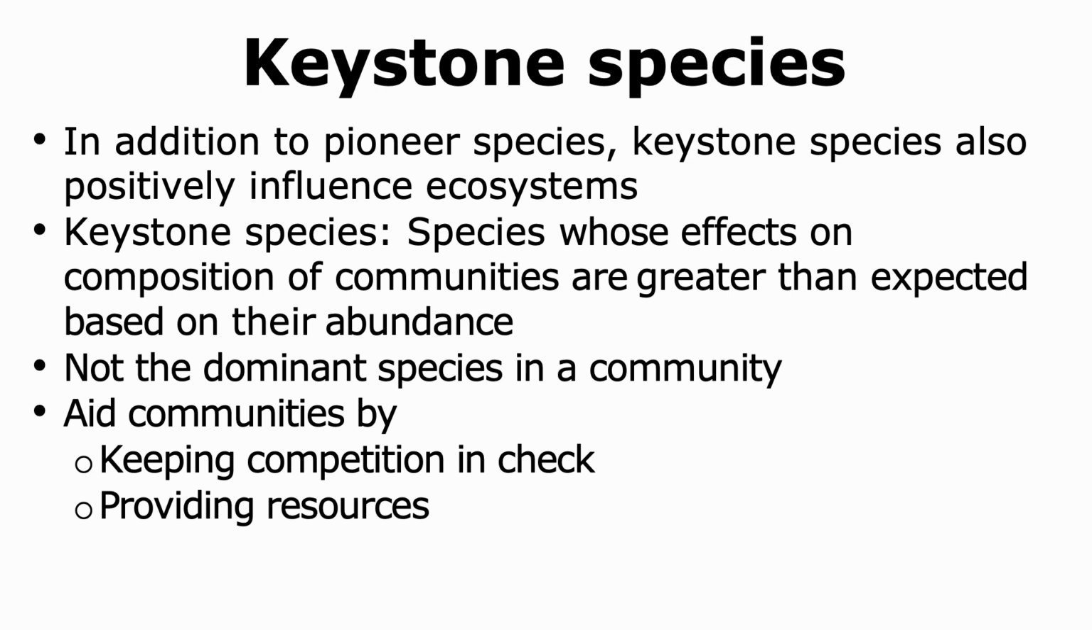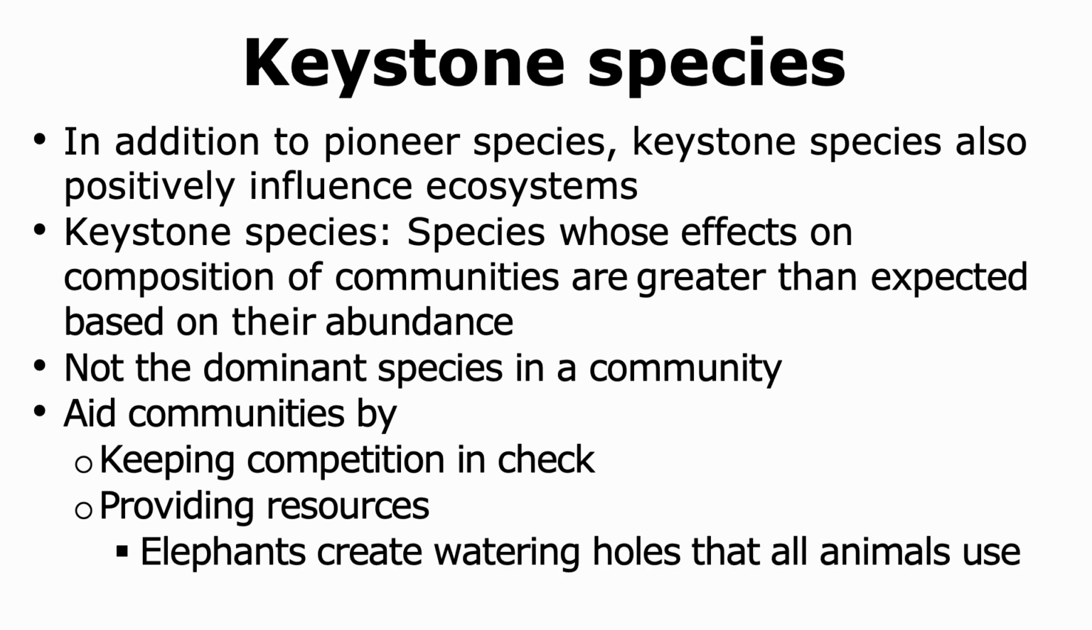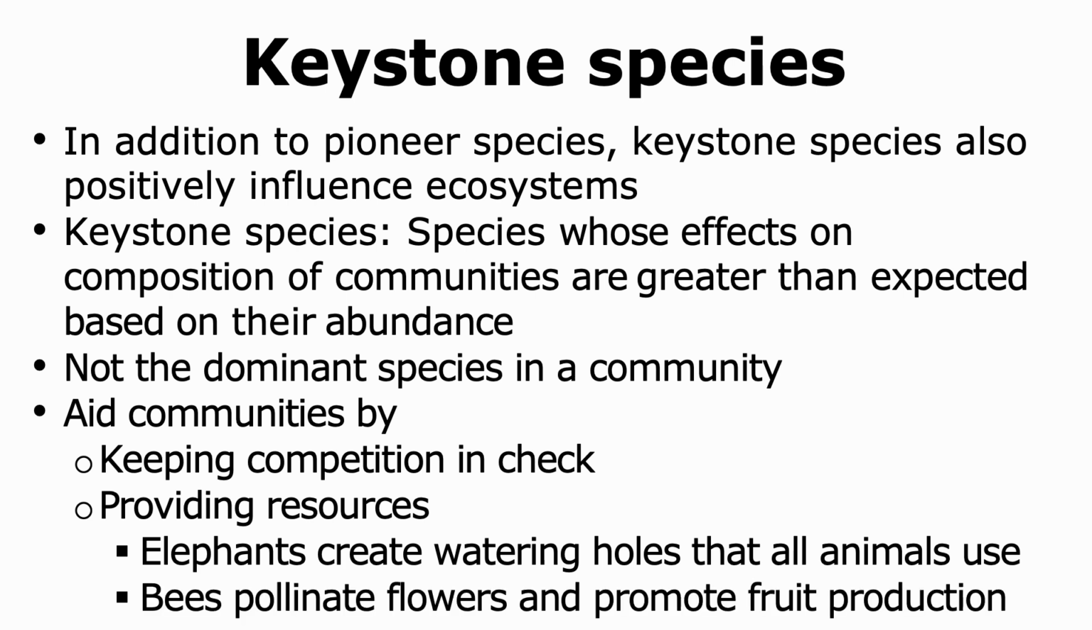Some examples of keystone species are elephants. Elephants can create watering holes during the dry season and thereby establish small places where animals can obtain water from. Bees are another example of keystone species because they play important roles in pollinating flowers and promoting fruit production.